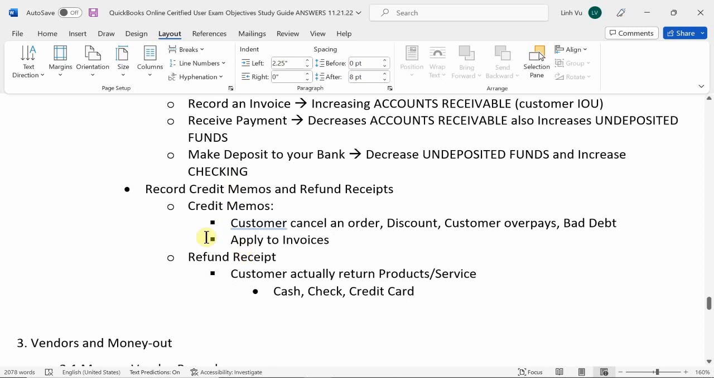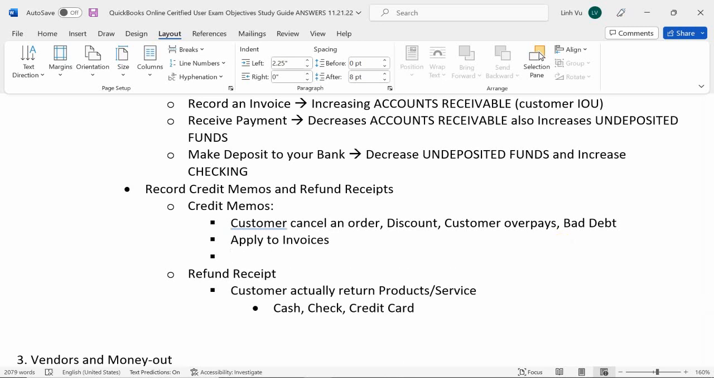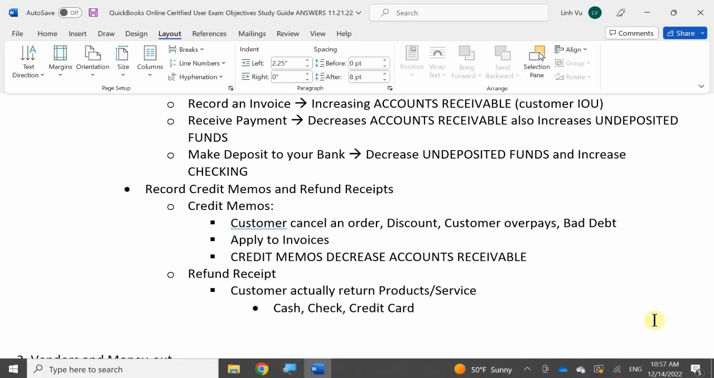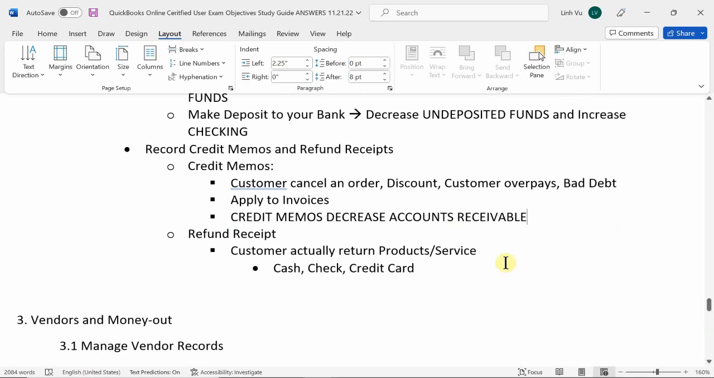So again, understand what the functionality of these do. Credit memos reduce your accounts receivable because you're applying them to an invoice. So that's why when you have a bad debt, it would completely zero out the accounts receivable. So understand that credit memos decrease accounts receivable, while refund receipts reduce your checking account. Okay, so I can go ahead and put that here.